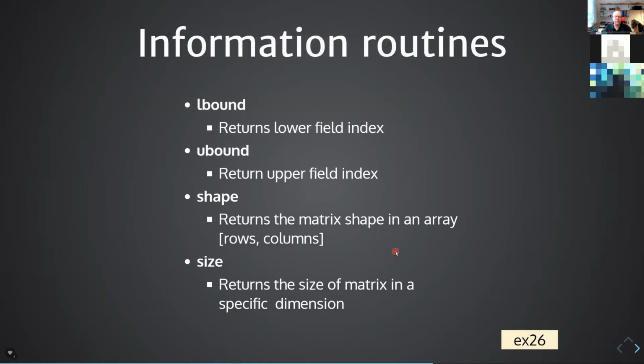There are some information routines. We already covered some of them. The size, for example, which we used before, returns the size of the matrix in a certain dimension. Shape will return two values in an array. Ubound and lbound can be used to check the maximum and minimum index of an array.